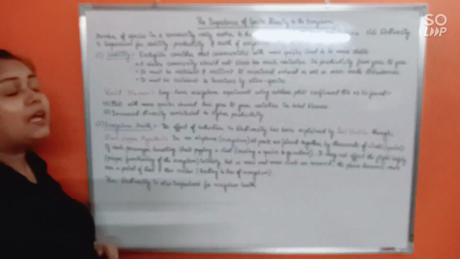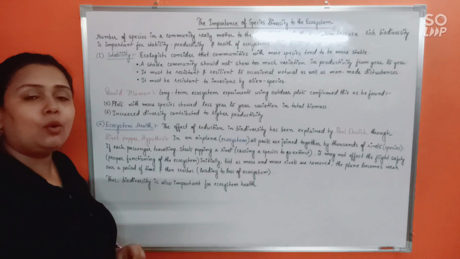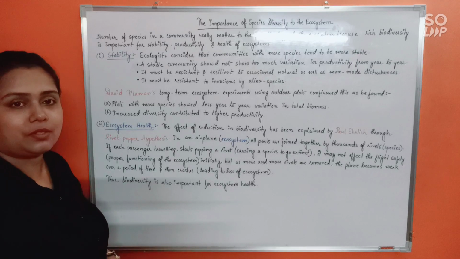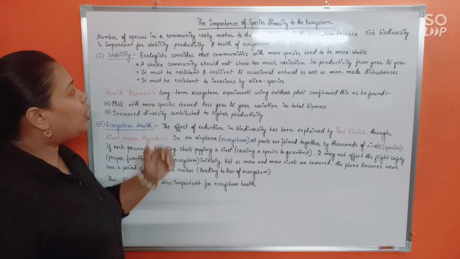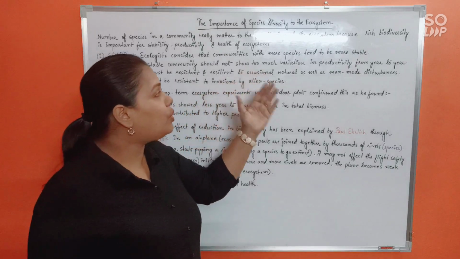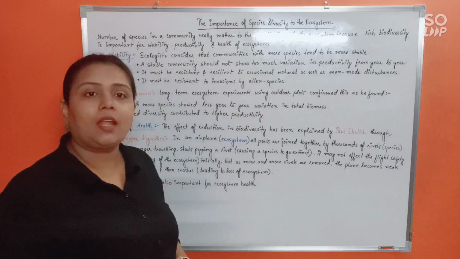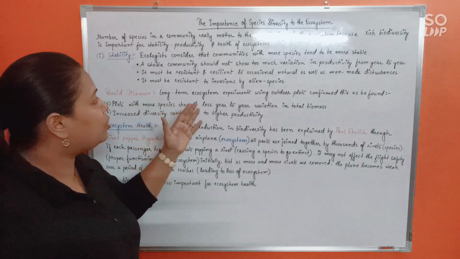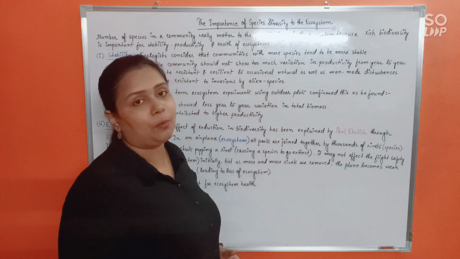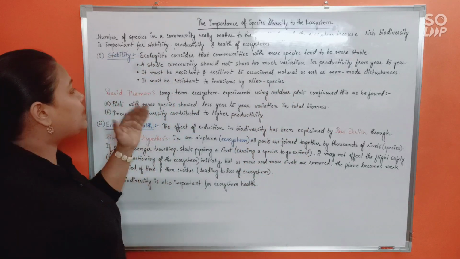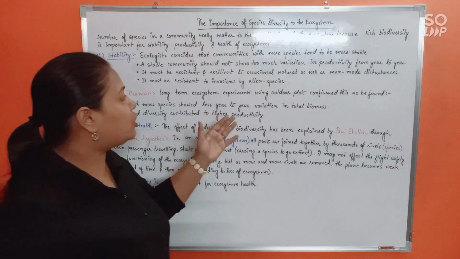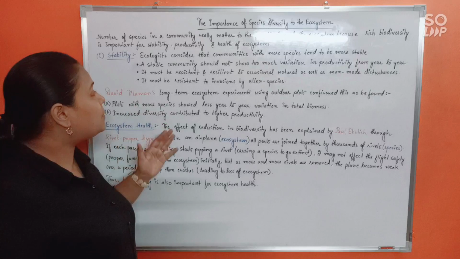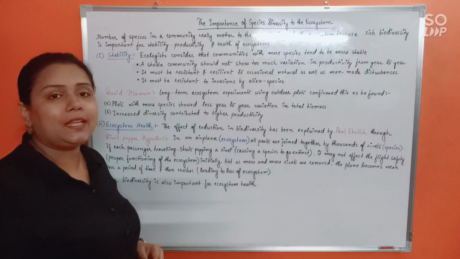First, we are going to discuss ecosystem stability, how rich biodiversity is responsible for creating a stable ecosystem. Ecologists consider that communities with more species tend to be more stable. How? First, a stable community should not show too much variation in productivity from year to year. Next, it must be resistant and resilient to occasional natural as well as man-made disturbances, and it must be resistant to invasion by alien species.